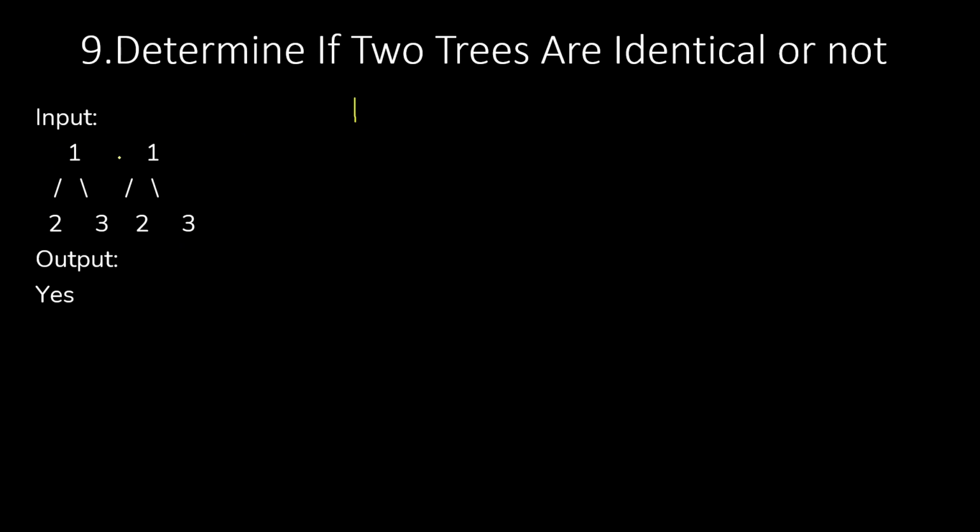So the left side is 1 2 3 and the right side is also 1 2 3. That is the same. You can see the tree structure is the same and the data is also the same. Visually you can say the output is true, both trees are identical. But how can we say it in a coding way? We have to do a traversal. It can be anything: you can do in-order traversal, post-order, or pre-order traversal.